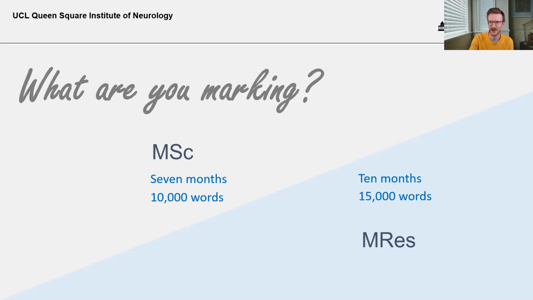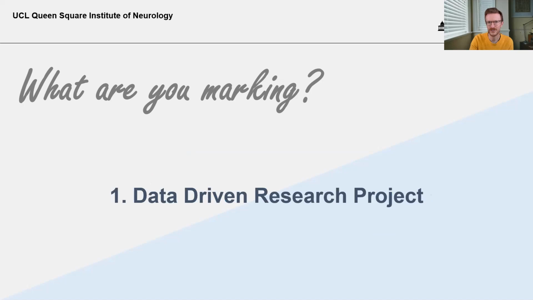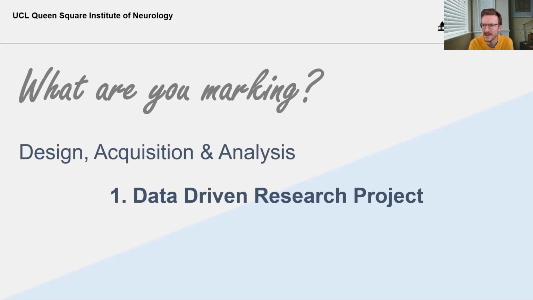Okay, having got that out of the way, there are two types of projects after this. The first is what we refer to as data-driven. This is where the student either analyzes an existing data set or goes through the whole thing from start to finish, from experimental design through securing ethical approval, subject recruitment, maybe data acquisition, and then analysis. Either way, you will use the same mark sheet.